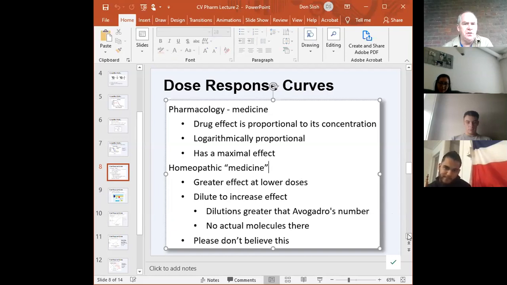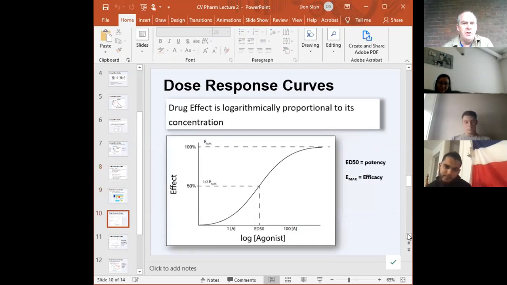So pharmacology, though, is when as you increase the dose, you increase the effect. And this is going to follow a logarithmic scale, just like the binding did, right? This looks very similar to our binding curve. The difference is we're measuring effect over here, not directly binding to the receptor. And there's a maximal effect you can get with any drug, and that is Emax. And the Emax tells you about the efficacy.